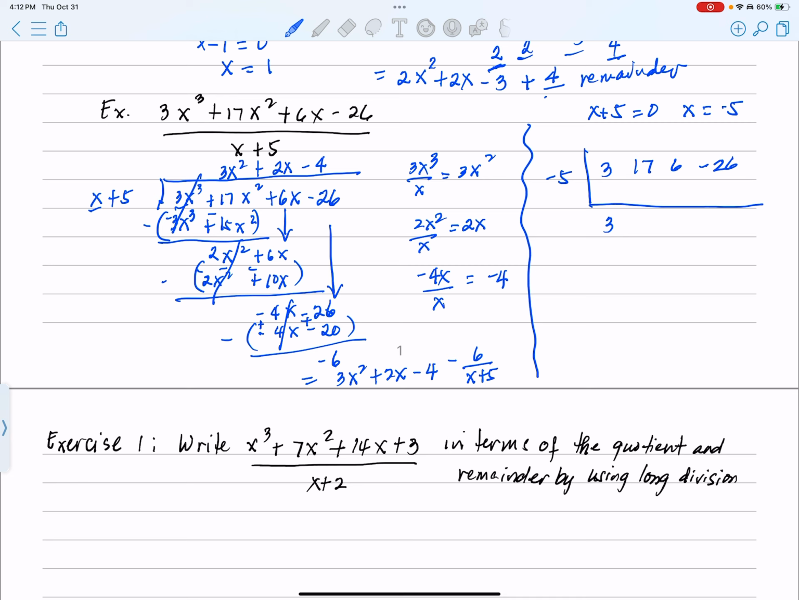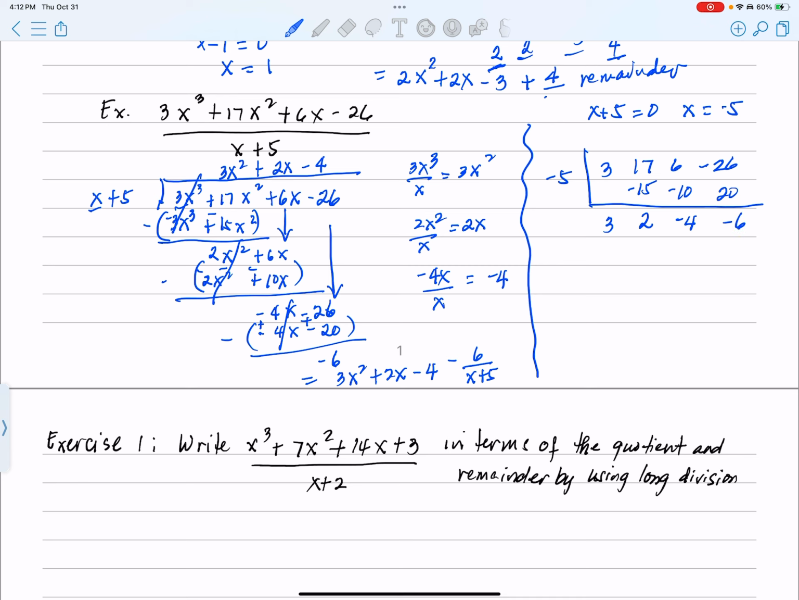Okay, the first step is to bring down the first coefficient. Then multiply 3 times negative 5, that's negative 15. You add 17 minus 15, that is 2. Multiply again, 2 times negative 5, that's negative 10. Then you add 6 minus 10, that is negative 4. Multiply again, negative 4 times negative 5, that's positive 20. Negative 26 plus 20, that is negative 6.